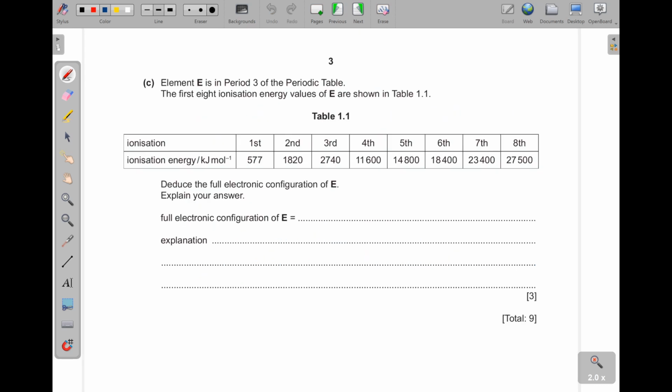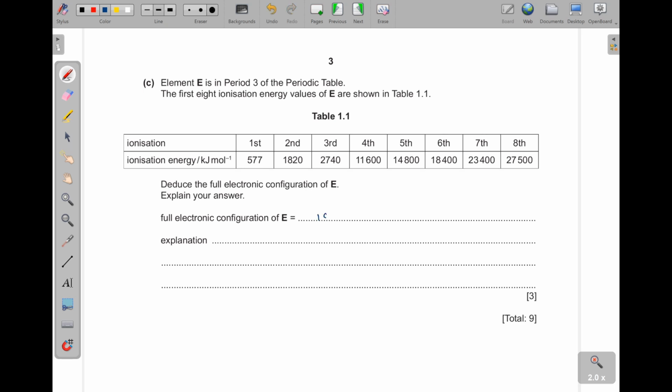That is that. Part C: the element E is in period 3 of the periodic table. The first 8 ionization energy values of E are shown in here. So we are having that, and they are saying deduce the full electronic configuration of E. Explain your answer. So what is the electronic configuration and then the explanation. Now, first of all, if it is period 3, then the principal quantum number of the last shell has to be 3.